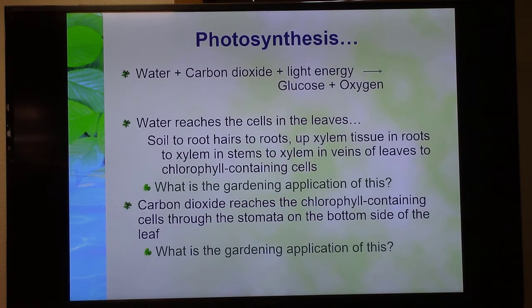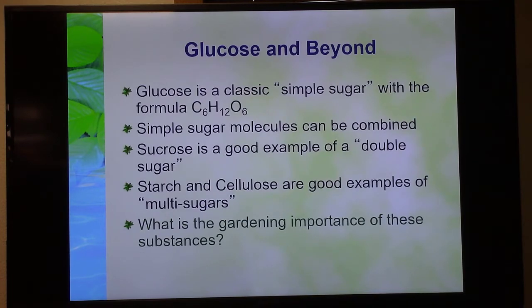Okay, we've talked about all that. Moving on. Glucose and beyond. Glucose. The formula for glucose is C6H12O6. Glucose is found in both the plant and the animal kingdom. Glucose is also blood sugar.